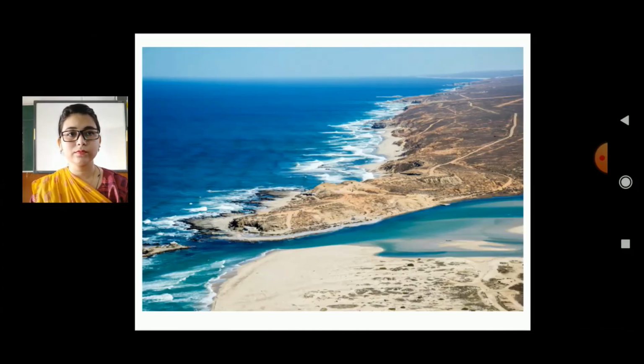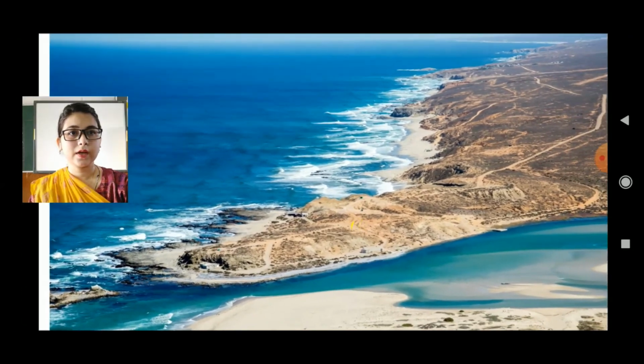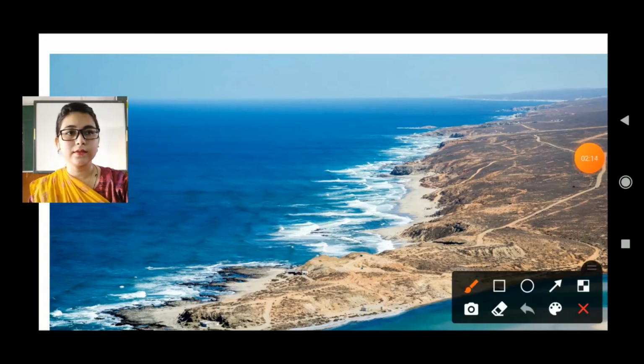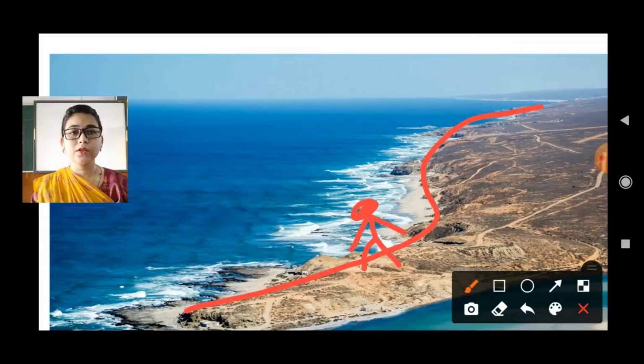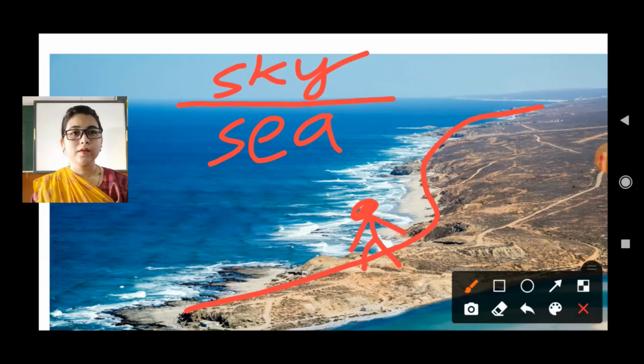Now let's see how. So students, here you can see the sea. Can you see? So here you can find that this is the coast. Okay, and if you stand here and face the sea, here you can see the sky and here the sea. At one point in the distance you can see that they appear to meet at one point.